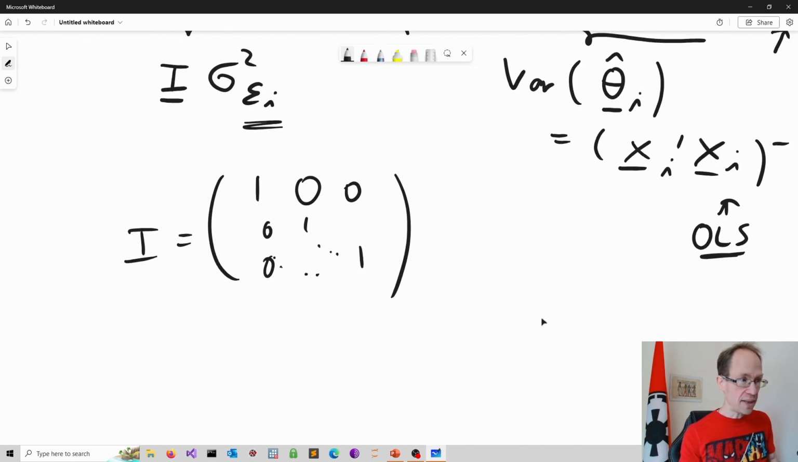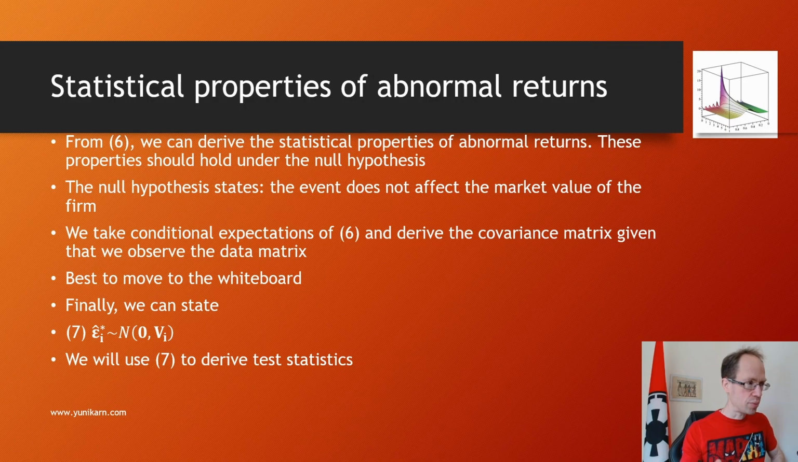Good, so that's it. And in the end, if you combine all the results, you end up with the expression in equation 7. Again, this is what you see in the book I discussed, Campbell, Lo, and MacKinlay. So this distribution, of course, should be expressed as a conditional one, so given you observe your data matrix. This is always what we argue. This is not very clear in the book, but that's basically, I assume, intended here.